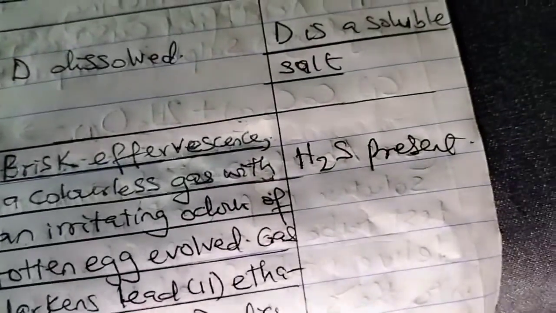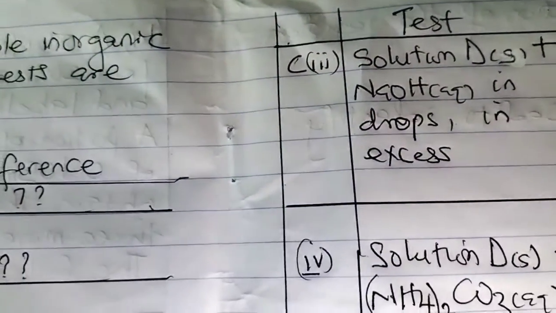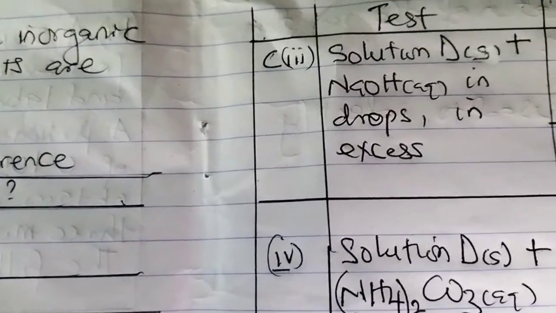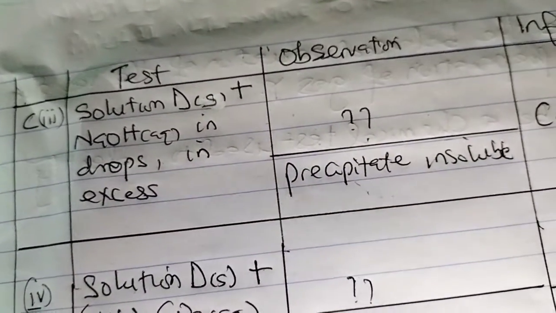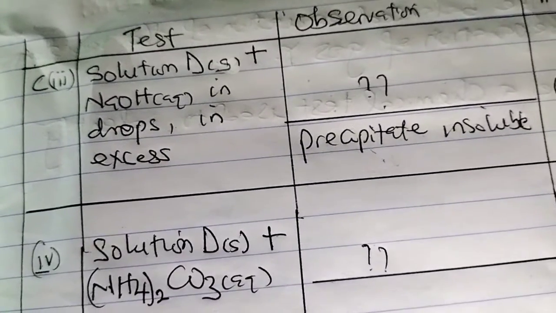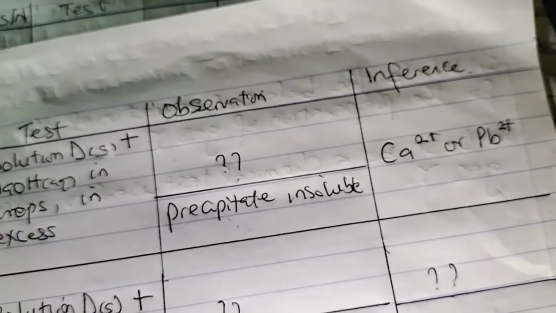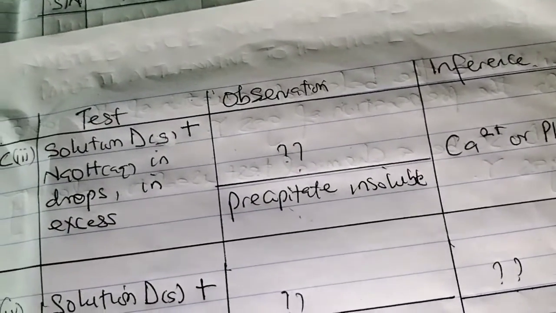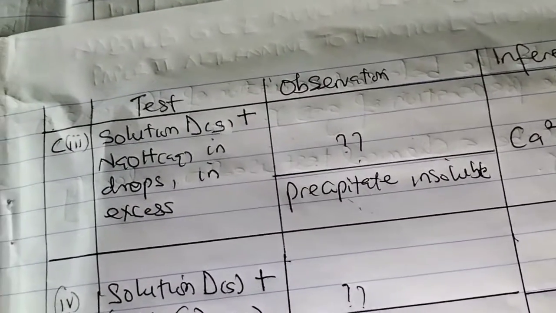The inference is that the gas is hydrogen sulfide. So we'll go to the next question, which is CIII, that says solution D, solid, plus sodium hydroxide aqueous in drops, then in excess. We have to fill the observation in drops. In excess, they gave us the observation as precipitate insoluble. The inference is given to us as calcium 2 ion or lead 2 ion. So we are filling the observation in drops when you add sodium hydroxide in drops to solution D.